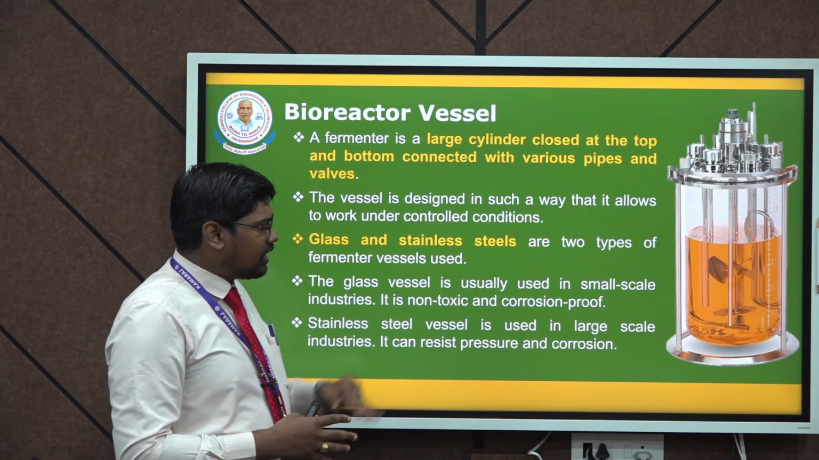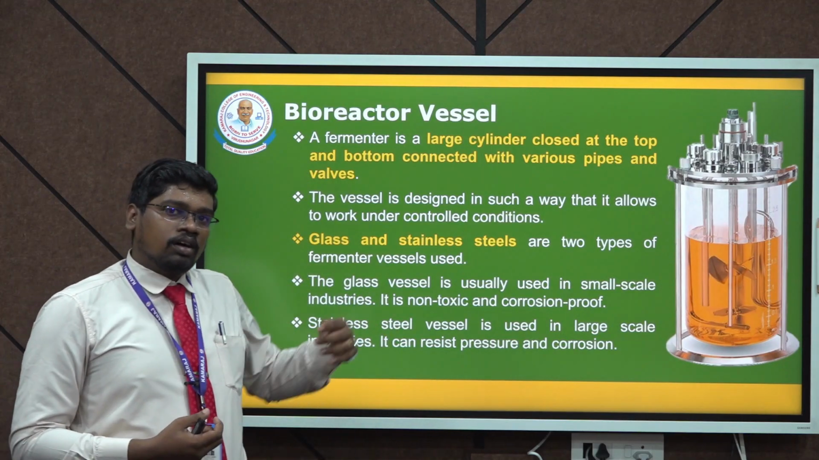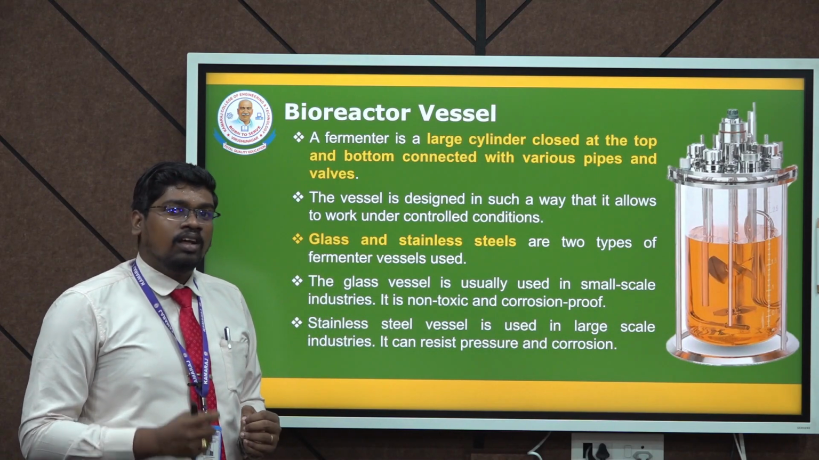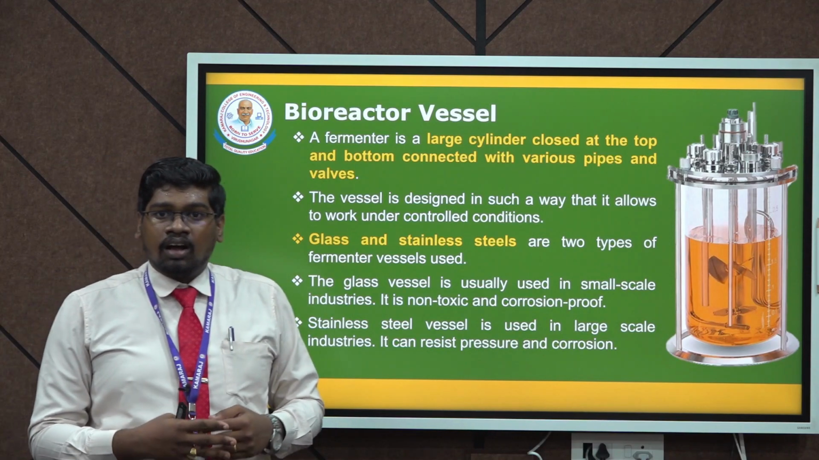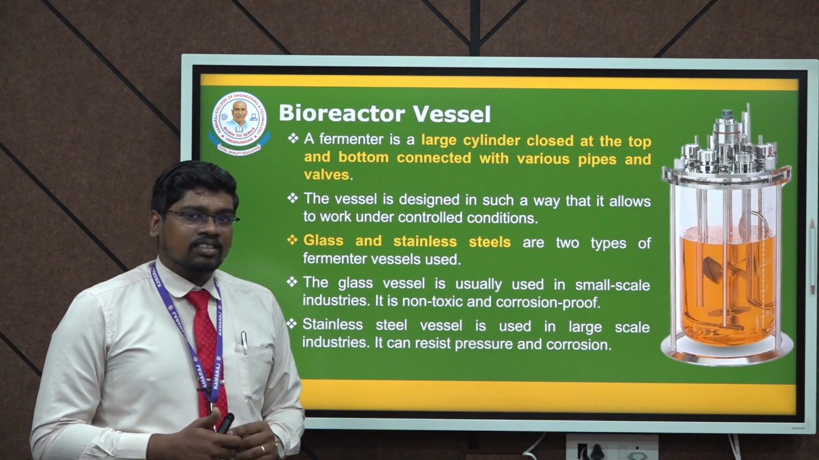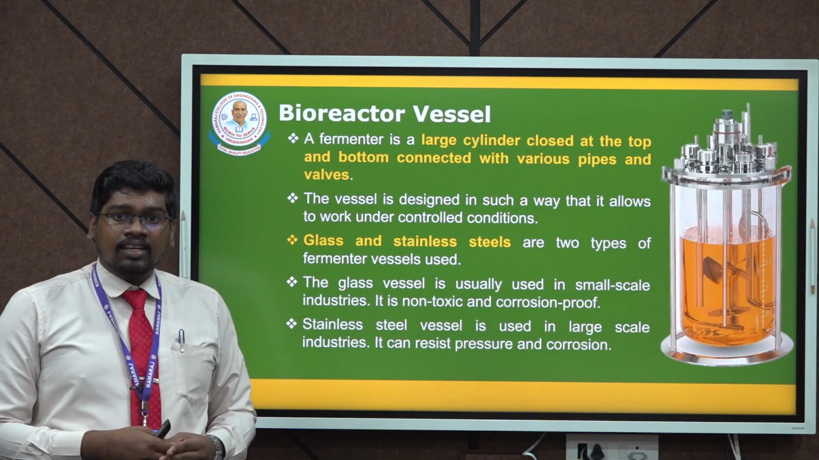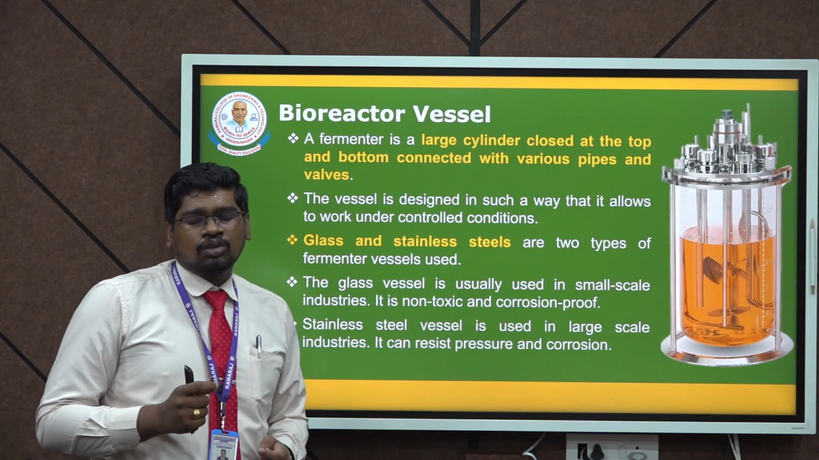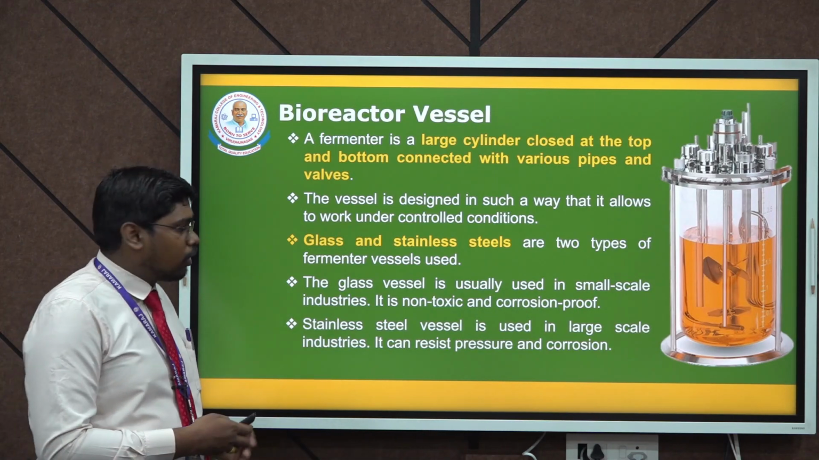Like I said earlier, glass and stainless steel are the two common materials used for the production of bioreactor vessels. Glass bioreactor vessels are used in laboratory scale or small scale production, while stainless steel vessels are used in industry scale bioreactors. Generally, stainless steel consists of 4% or more chromium. For bioreactor vessels, stainless steel consists of 10 to 20% chromium. Nickel is also added to improve the strength of the stainless steel for bioreactor systems.